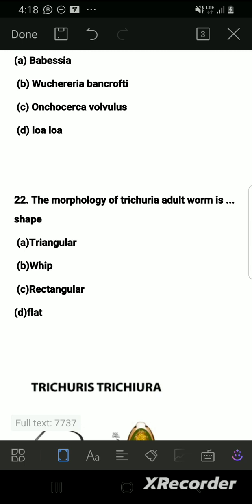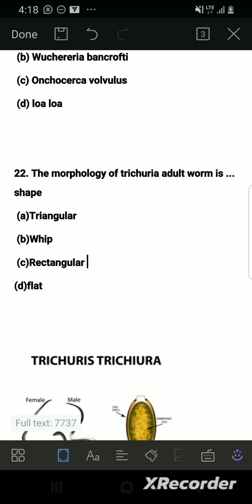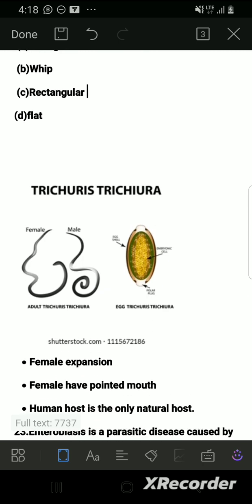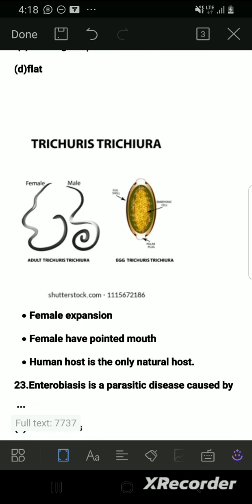Then number 22 says: the morphology of the Trichuris adult worm is what shape? According to the image you have here, looking carefully, you see the two morphologies of the Trichuris sexes. At the left is the adult female and at the right is the adult male. Looking at the morphology, the adult female head has a whip-like shape, it has a pointed mouth.